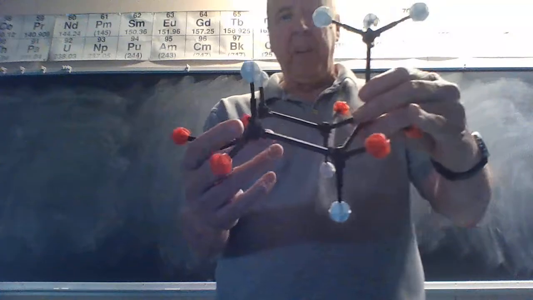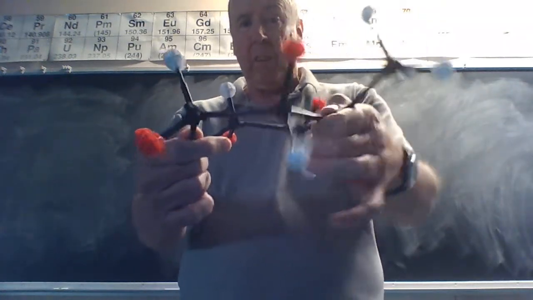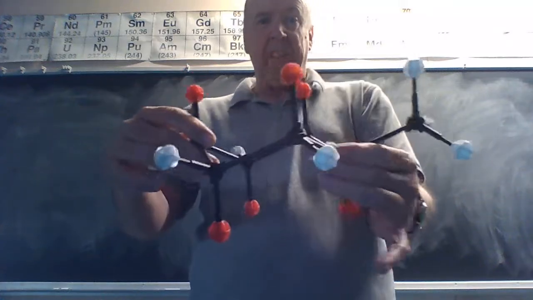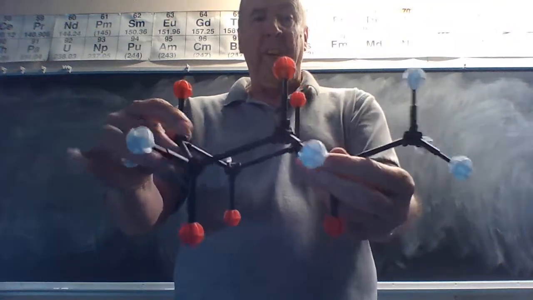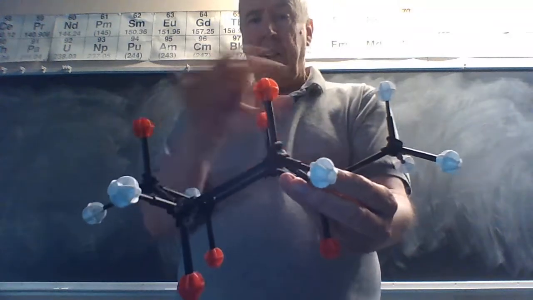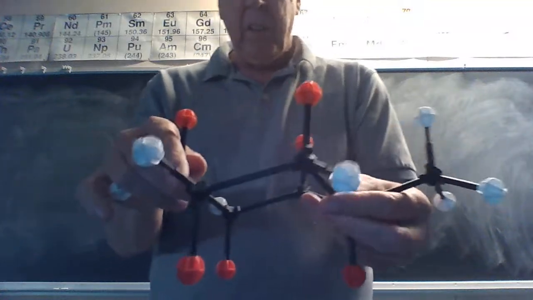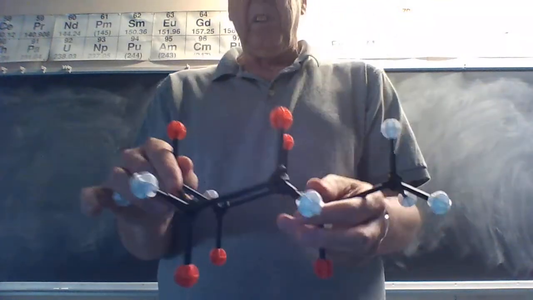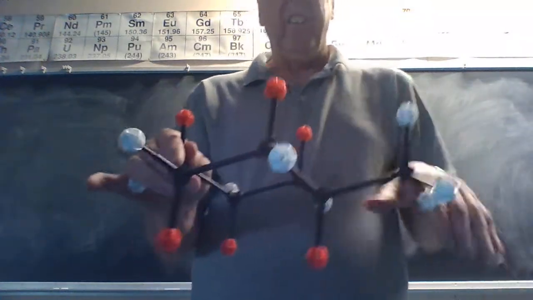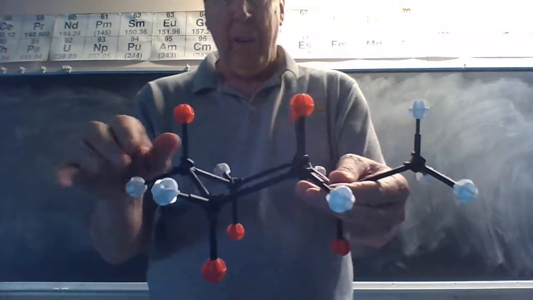To avoid the 1,3 diaxial interaction, of course, methylcyclohexane can just do its ring flip, and it's not axial anymore, it's equatorial. And in the equatorial, this really doesn't get near any of the other hydrogens. So the methyl group is much happier in the equatorial position. And this is a general phenomenon that the larger something is, the greater its preference for the equatorial position.